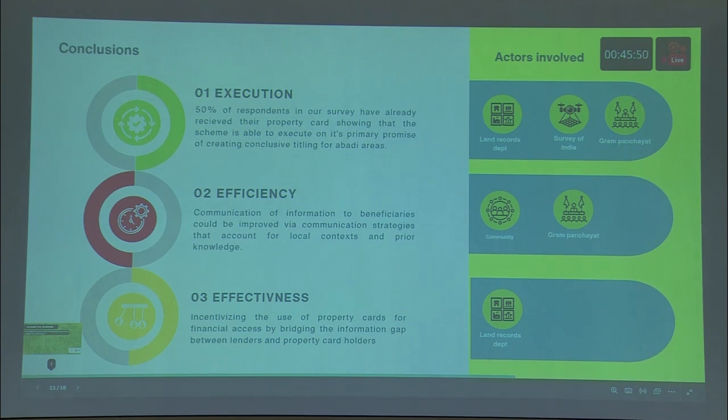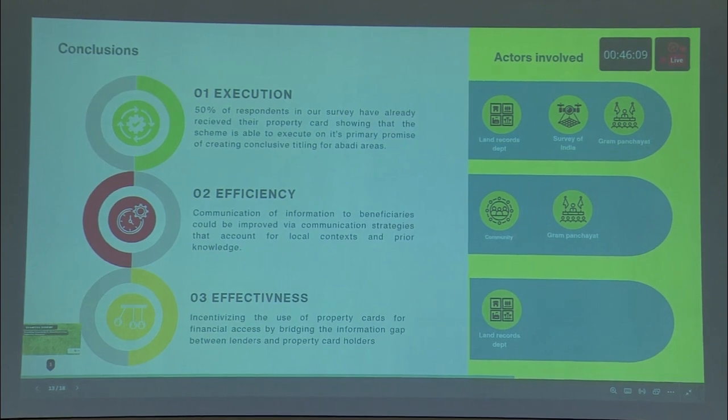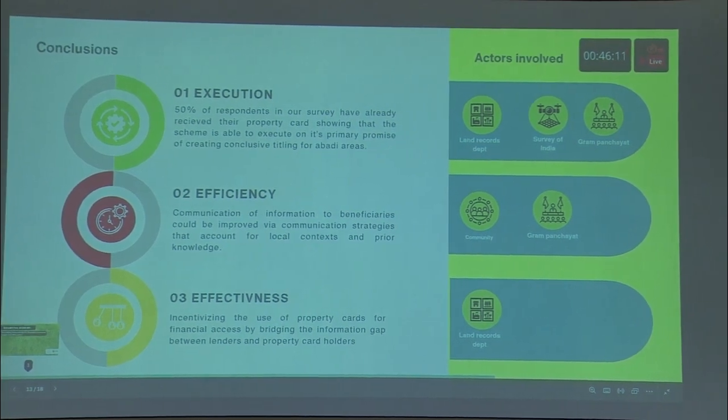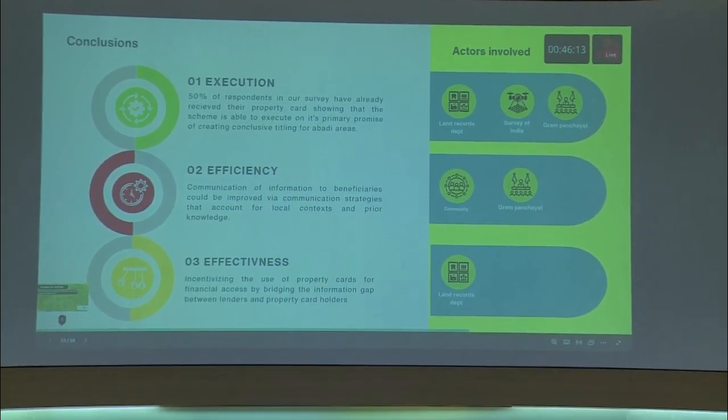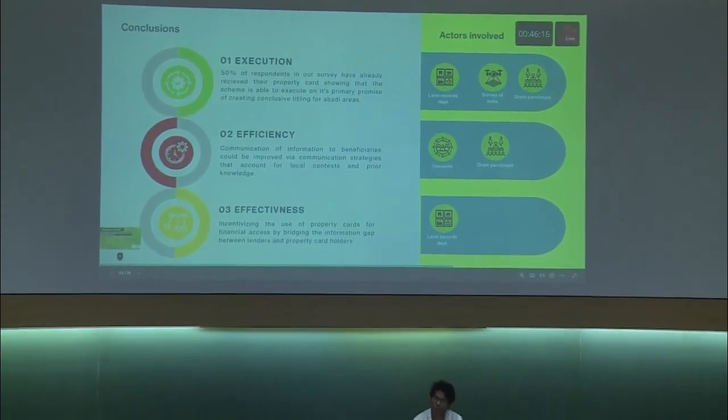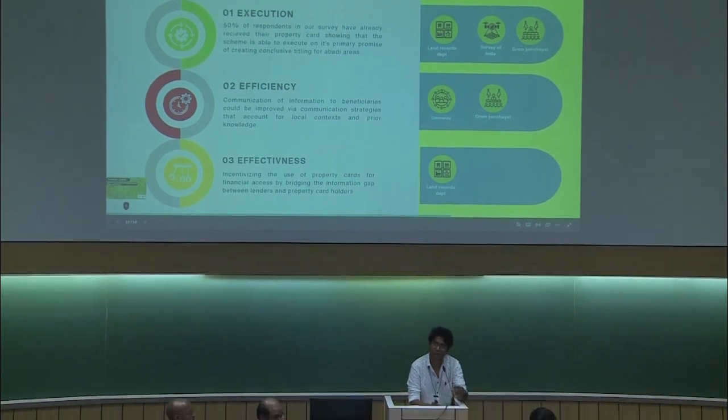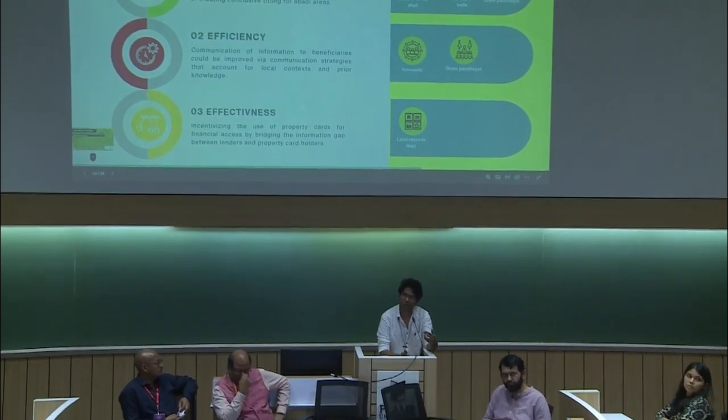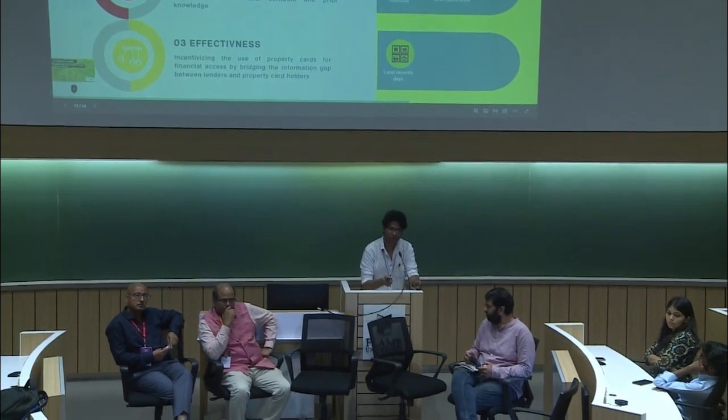And in terms of effectiveness, while people understand that the card gives loans, there is maybe a need to incentivize the use of property cards for financial access by bridging the information gap between lenders and property card holders. As sir said, Svamitva has now issued a circular that Svamitva properties can be covered under the SARFAESI Act. But maybe the people also need to know about it. Maybe not all banks know about it. So there is a gap there which can be fixed.